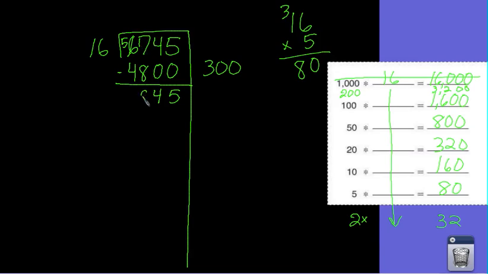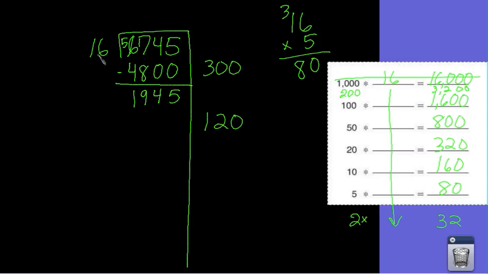17 minus 8 is 9. 5 minus 4 is 1. 1,945. If I come to my chart, I could use 100. And as I look at this, 120, I could put those two together and still be less than this number. So I'm going to use 120 for my next partial quotient.